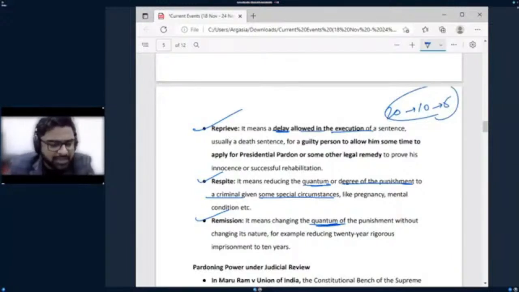All the different types are clear, as well as the power of the president and governor. Is everyone clear?